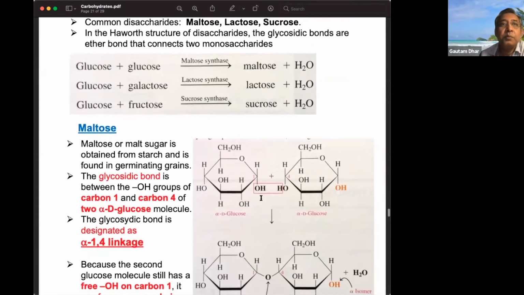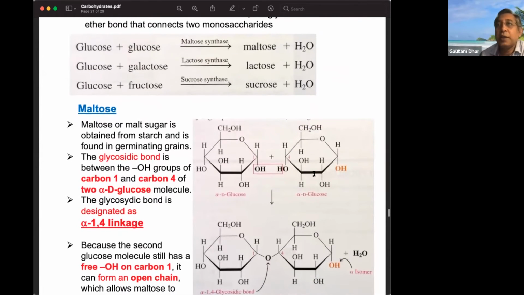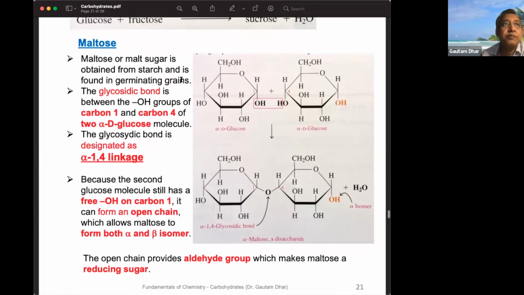Now, the problem is there are so many OH groups. So which one is undergoing the dehydration and how are we getting the linkage? When you're forming the disaccharides, it is very important to tell what the linkage is. So if you look at the maltose, this is a 1,4 linkage. Now, the glycosidic bond is between the OH group of carbon 1 and carbon 4.